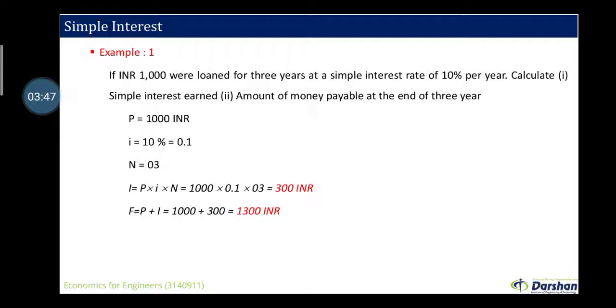And what is the amount you should pay at the end? After the period, how much money do you have to pay? Your principal capital, that is 1000, plus 300 rupees interest, 1000 plus 300. So your total amount is 1300 rupees, right? I hope you understand it is simple interest. So if simple interest is asked in the exam, you have to calculate it using this formula.